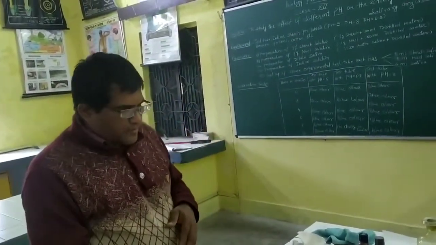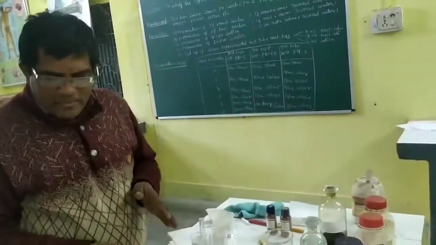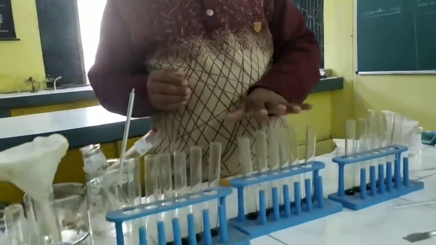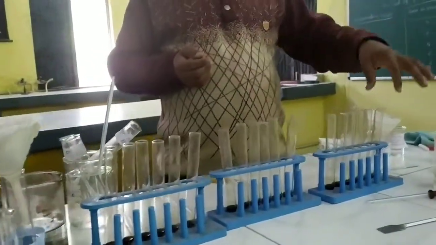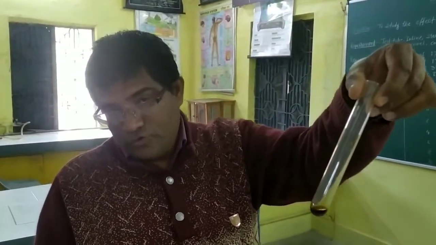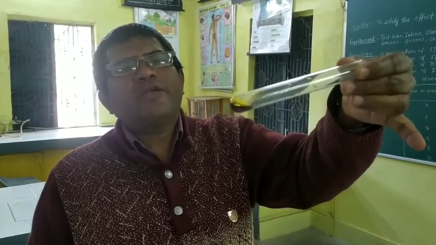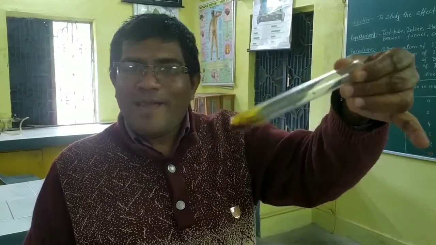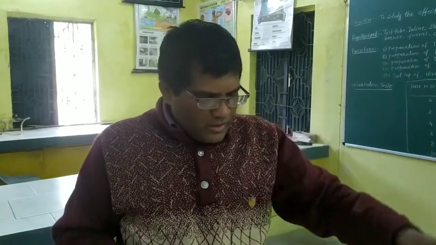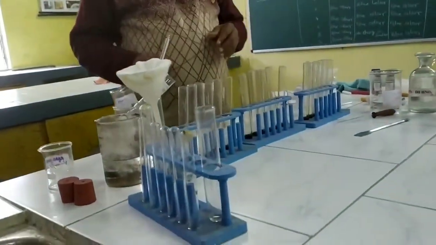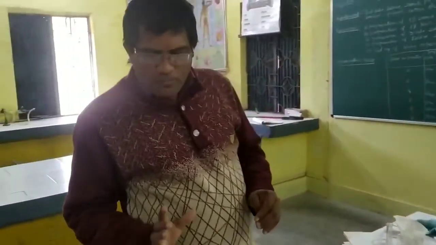Then the second important part is that we have to make the sets of 3 test tubes. Here are 6 test tubes, and each test tube has 1 ml of iodine solution. This iodine solution is pale yellow, light yellow in color, and in all test tubes we have kept 1 ml of the iodine solution. Second, for the experiment, what to do?